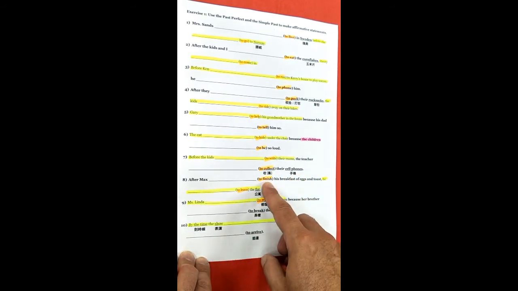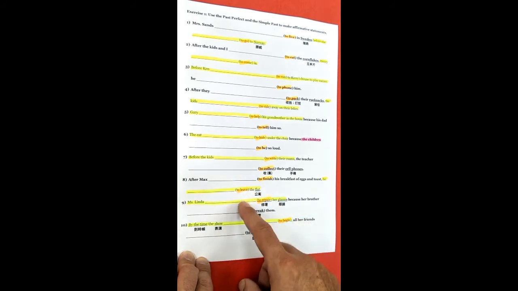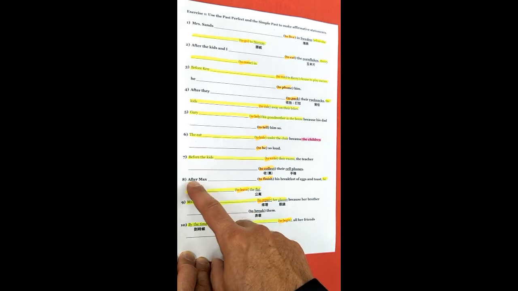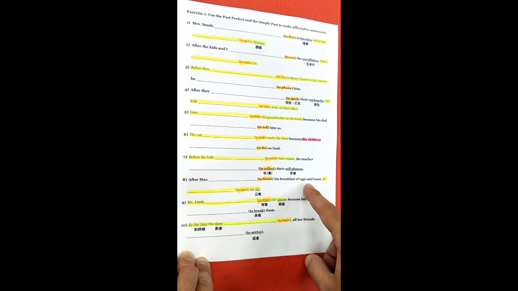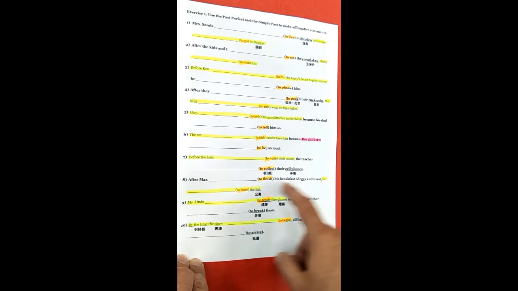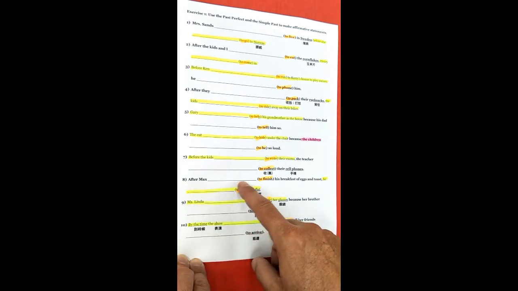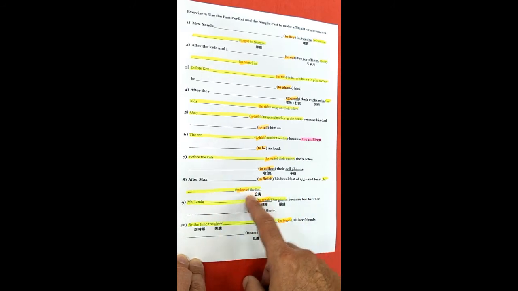Number 8, to finish. Finish, finished, finished. To leave. Leave, left, left. After Max had finished his breakfast of eggs and toast, he left the flat.